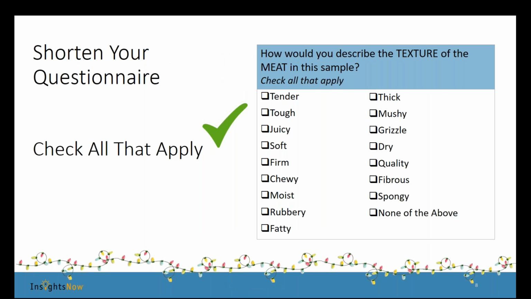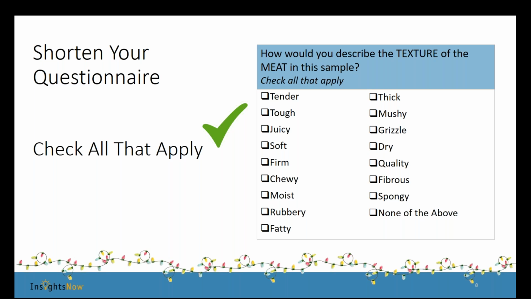So when we're thinking about shortening our questionnaire and trying to optimize and find that right balance between the length of time that consumers are taking, as well as getting the information that we need, one way is Check All That Apply. I mentioned before this example of texture with meat. I think it's interesting to think about this just as an example. We have lots of different ways that we use Check All That Apply, and really thinking about this one just as something that we're going to carry through this webinar as an opportunity just to go back to it for several different things.